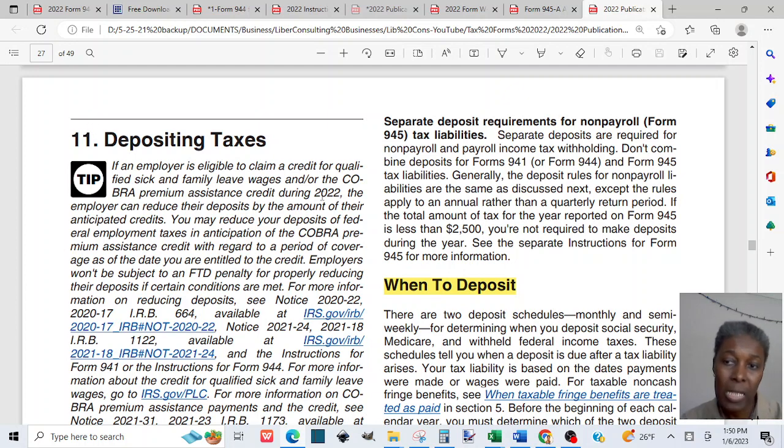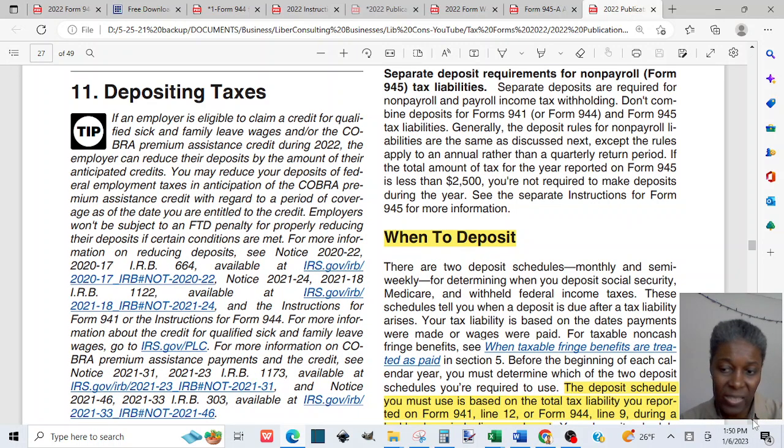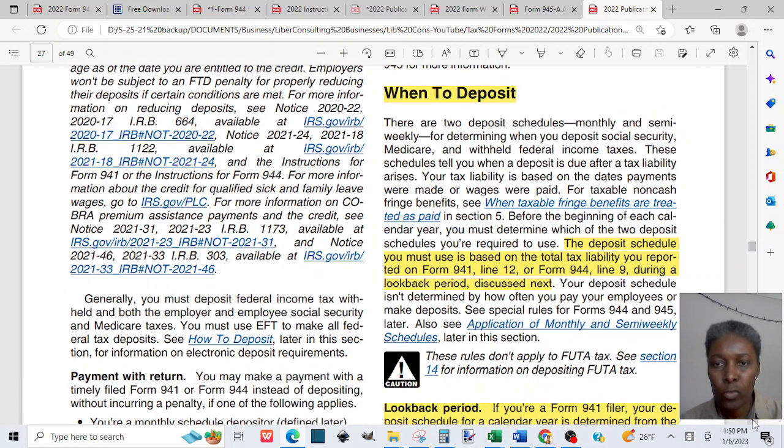It will be a good section to read, to help you decide how to choose a deposit schedule for the year 2023. So they have two deposit schedules, monthly and semi-weekly. And how to determine it is different for Form 941 and for Form 944.